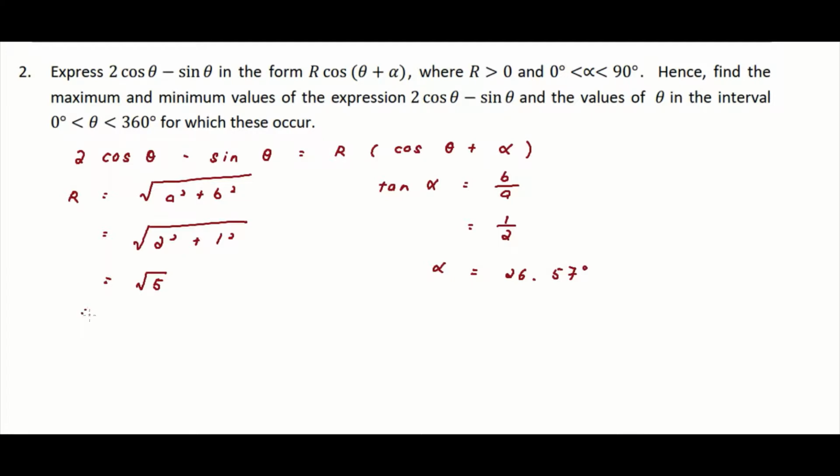Okay, so from here, you have finished the first part, which is 2 cos theta minus sine theta gives you r, which is square root 5, then cos theta plus 26.57 degrees. Okay, so after you have got this, let's continue. You need to find the maximum and the minimum value for this expression. If you can recall, since we know that 2 cos theta minus sine theta is equal to this one already, let us try to solve from this.